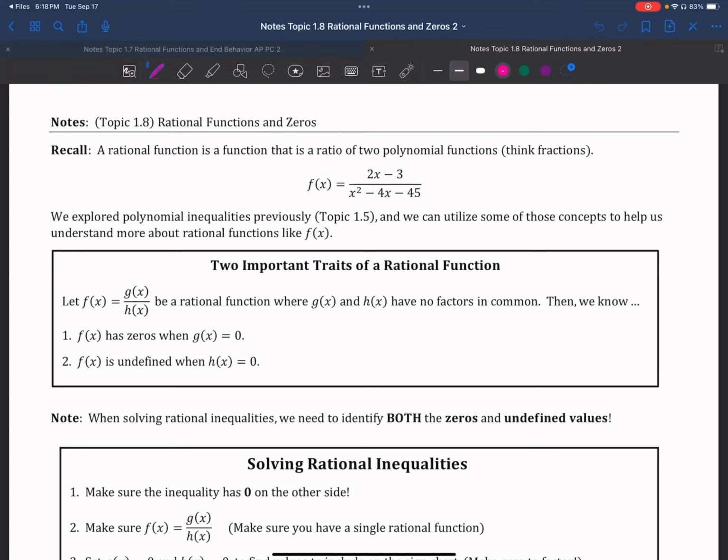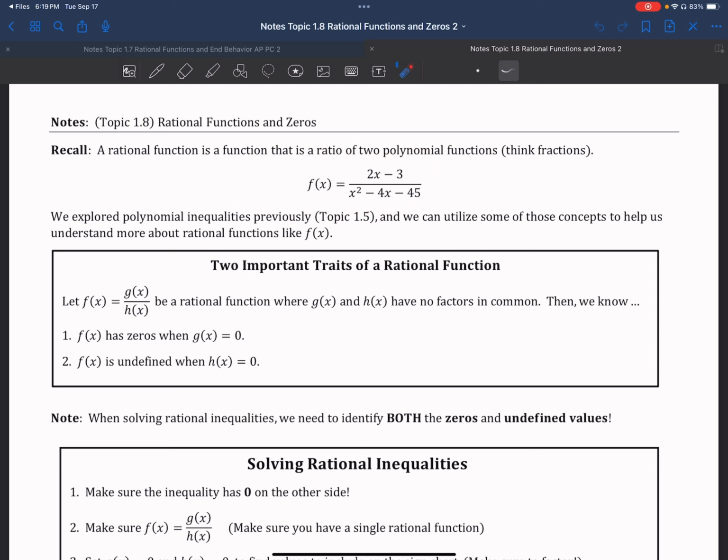Today we will be learning about rational functions and zeros. As you remember from one of our previous lessons, a rational function is a function that is a ratio of two polynomial functions divided by each other. Here we have an example of a linear polynomial as my numerator, 2x minus 3, and a quadratic polynomial in the denominator, x squared minus 4x minus 45. This is what all rational functions look like.